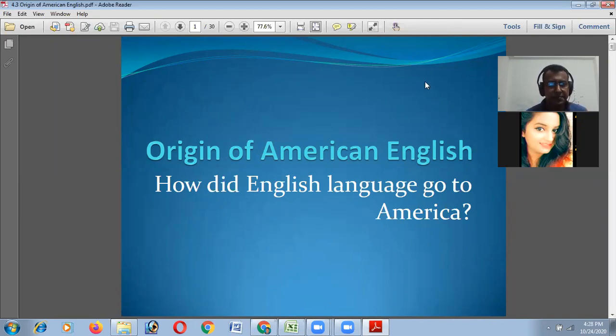So as you see the slide, we will be discussing now the origin of American English and how the English language went to America. And we know the difference between American English and British English, especially in the pronunciation pattern. In British English, in most cases R will not be pronounced, especially the last R. The beginning R will be pronounced, but in American English, R will be pronounced.